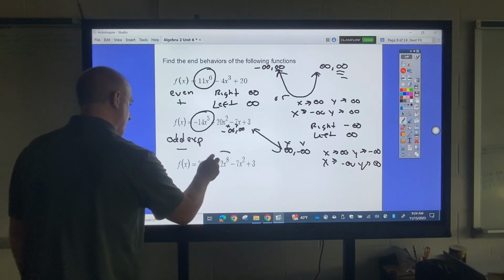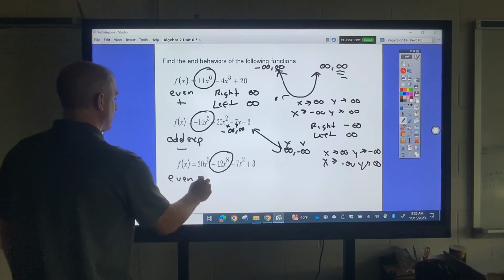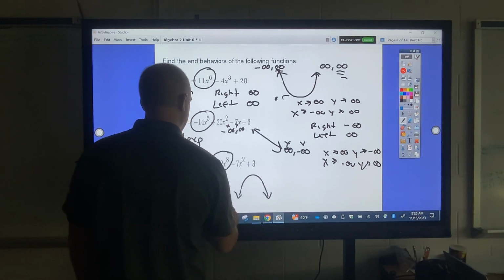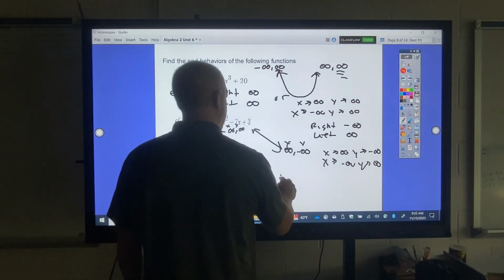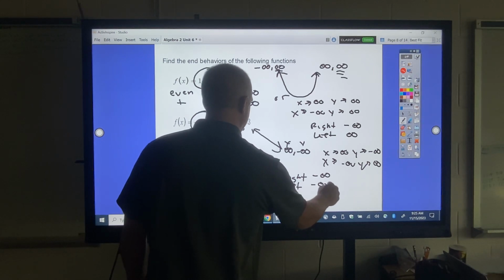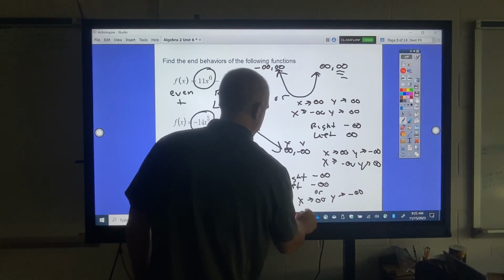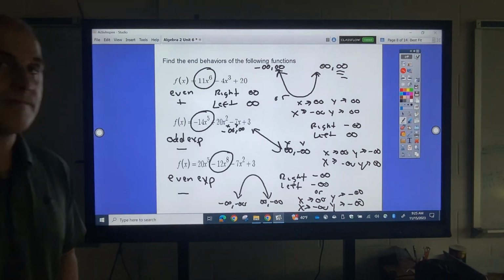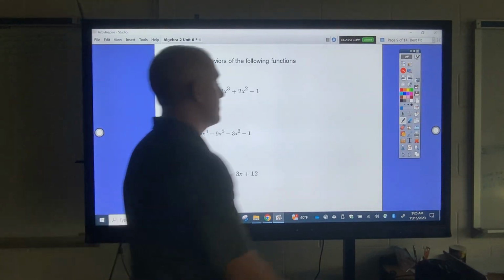My biggest term here, not the first term, it's that one. That's gonna be an even exponent, and that's gonna be a negative. Okay? So what does that mean? I got this picture. Negative, negative, positive, negative. So the right end behavior is negative infinity. The left end behavior is also negative infinity. Or you can write it as x approaches infinity, y approaches negative, x approaches negative infinity, y approaches negative as well. It's up to you how you want to write it. Just be able to understand both. Go ahead and try these on your own.